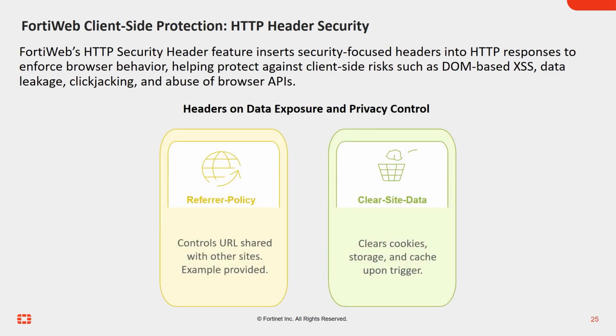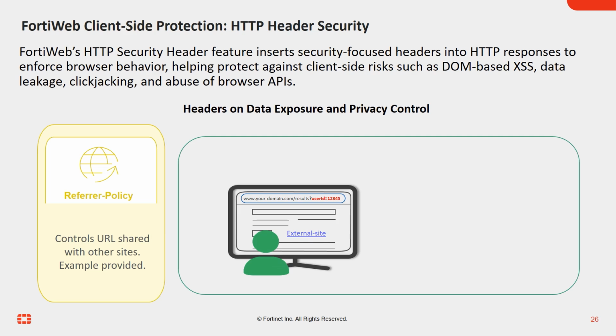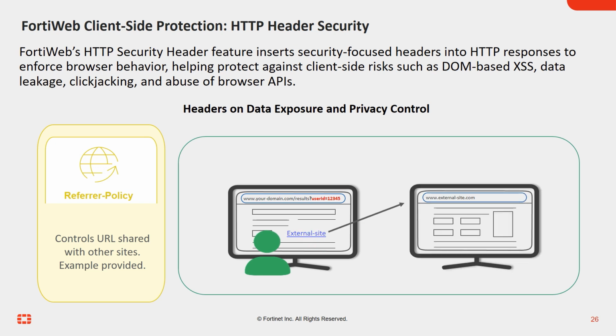Finally, let's look at the headers that help reduce information leaks and persistent data exposure in the browser. The Referrer-Policy header controls how much of the URL is shared with other sites. For example, a user is browsing a page on your site that includes their user ID in the URL. On that page, there's a link to an external site. When the user clicks it, the external site opens. The question is, when redirecting users to an external site, are you allowing private information, like the user ID in the URL, to be passed along to that site?